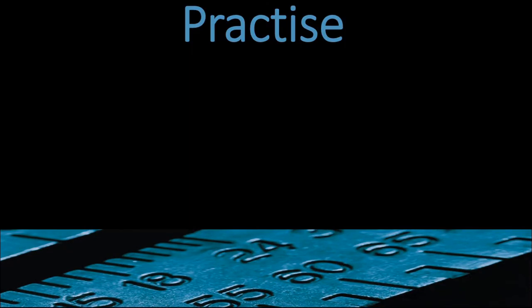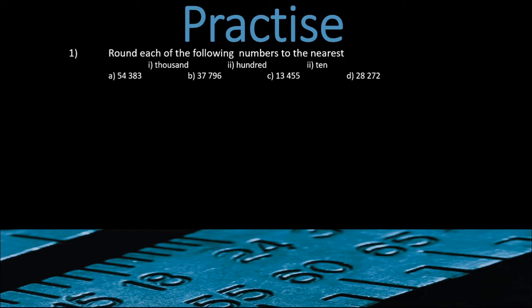So onto our practice exercise now. First, I'll explain the questions to you, then you can hit pause and you can try them, and the answers will come up at the end. First, I want you to round each of the following numbers to the nearest 1,000, 100, and 10. So in each case, there are 3 answers.